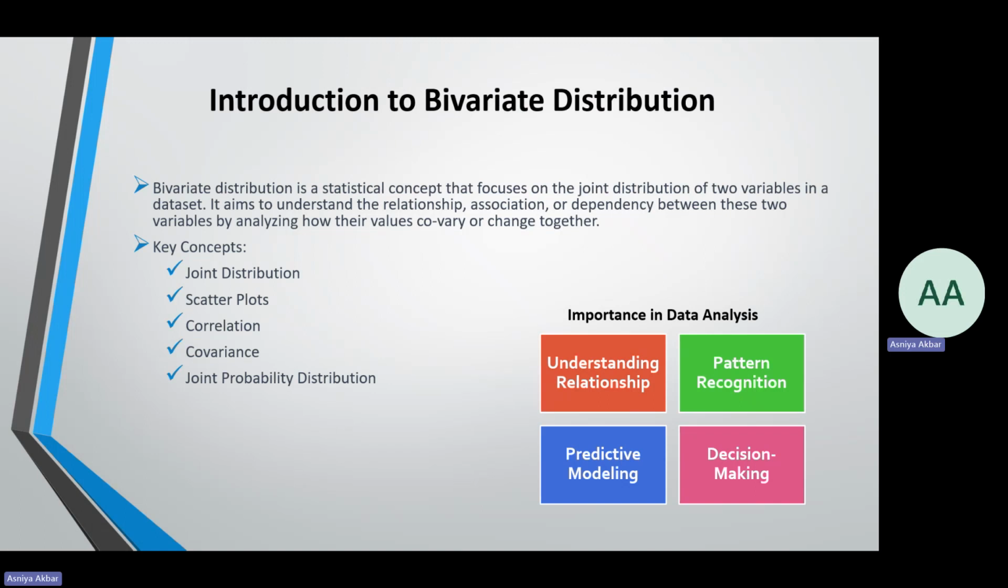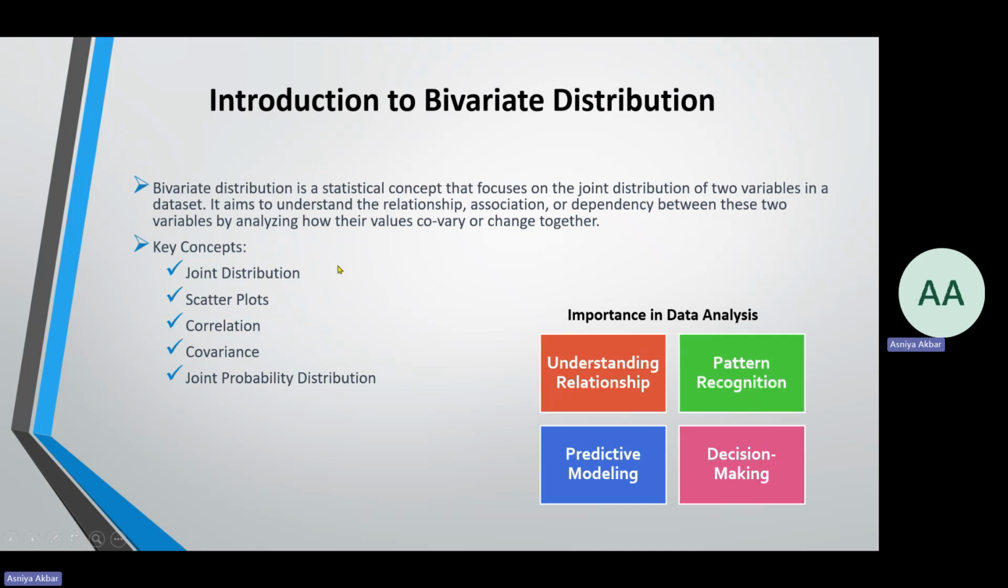Next, we have introduction to bivariate distribution. Bivariate distribution is a statistical concept that focuses on the joint distribution of two variables in a data set. It aims at understanding the relationship, association, or even the dependencies between two variables by analyzing how their values co-vary or change together. So the key concepts here are joint distribution, scatter plots, correlation, and covariance.